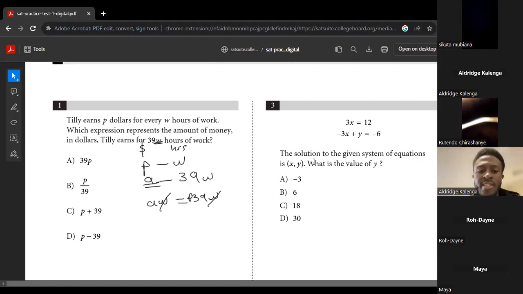So our answer is 39P, or P39, which is the same thing. So our answer is A, and that's correct. You can take note of that. Our answer is A for the first one. Is everyone good? Any questions? No? Okay, awesome. That's what we need, some interaction, guys. It's beautiful.